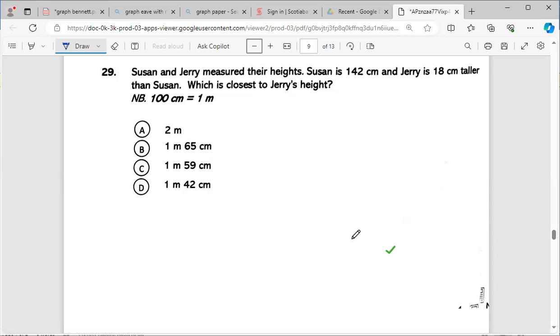Sir, I disagree. All right, go ahead, Aiden. Tell us why. I think it's C because it says 100 centimeters equals 1 meter. And up here it says Susan is 142 centimeters and Jerry is 18 centimeters taller than Susan. So you should have added the 142 with the 18.